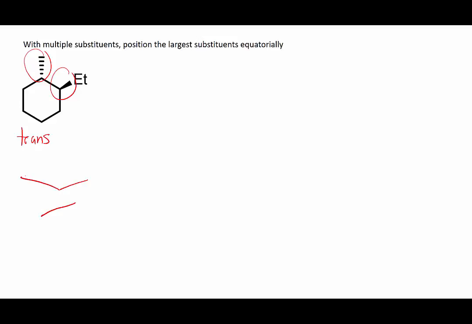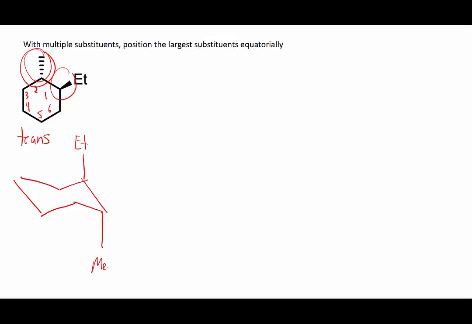Draw a chair. The 1 position is the ethyl group. So I'm going to draw that up axially. I don't have to draw both carbons of the ethyl group. I can write Et. Now we could go either way. We can go left or right. For the methyl group, I'm going to go down and to the right. This methyl group is pointed down. That's what the dashes mean. So the methyl group goes down here.